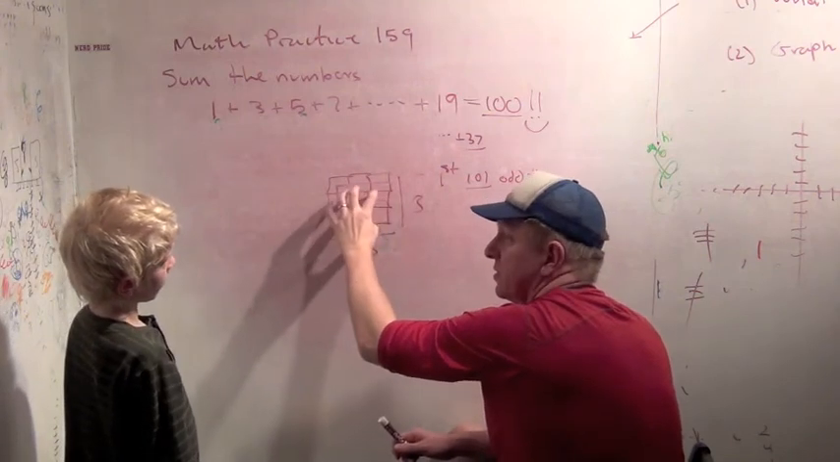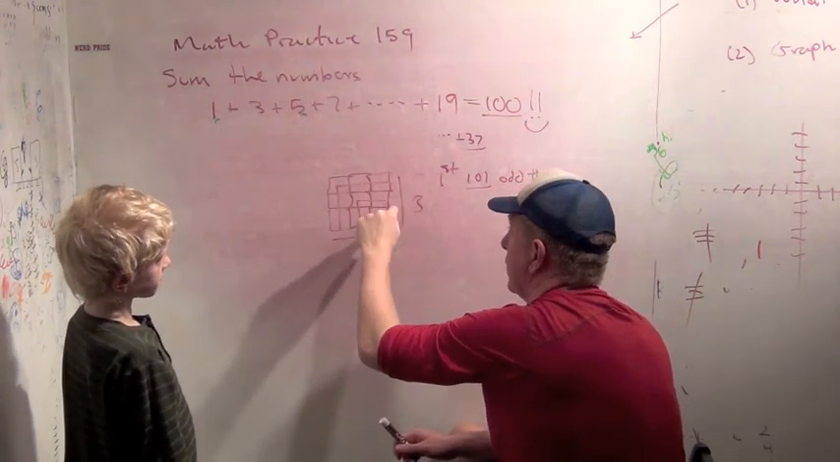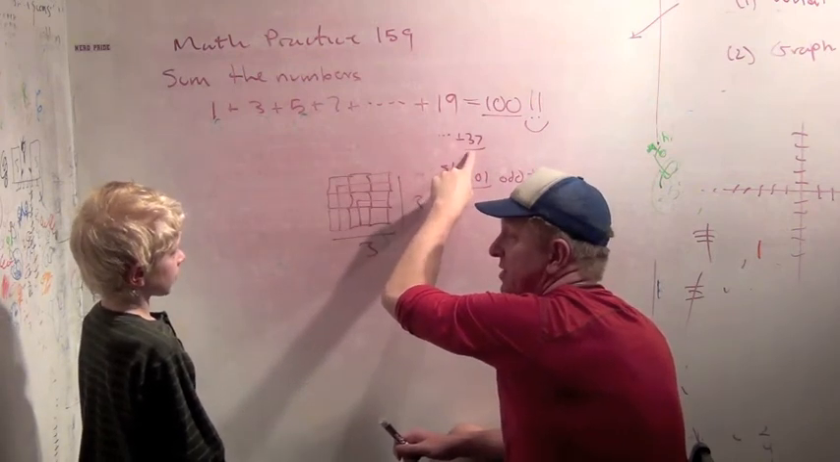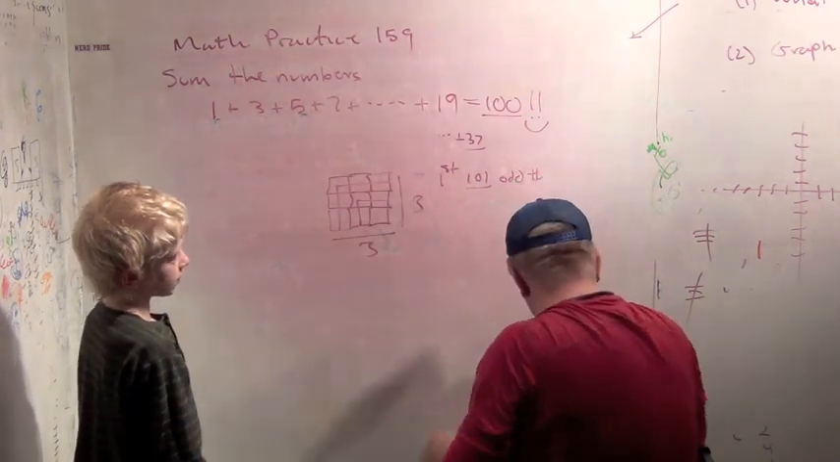Do the Duplos. 1 plus 3 plus 5, and then you'll see the pattern. Then add up the odd numbers up to 37, then add the first 101 odd numbers, all right?